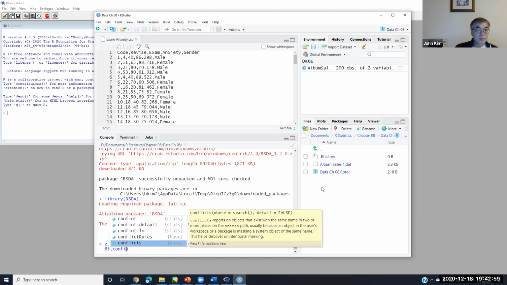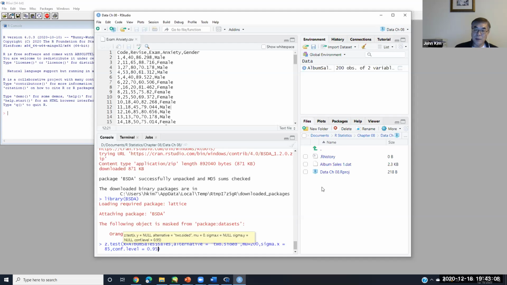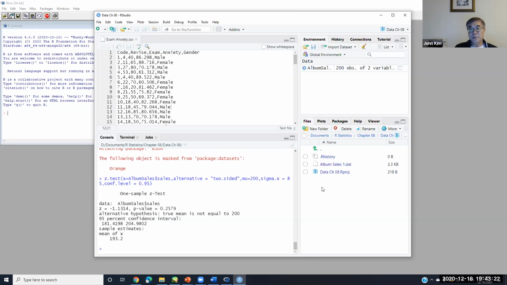Confidence level is 0.95. Say again, alpha is 0.05, then confidence level is 0.95. Then enter. Then we have output. One sample z test, because we use z test. And then test statistic, z equals negative 1.1314. And then p value 0.2579. And then alternative hypothesis, true mean is not equal to 200 because it's a two-tailed test. So the alternative has only the not equal sign. And then 95% confidence interval, that means alpha is 0.05.